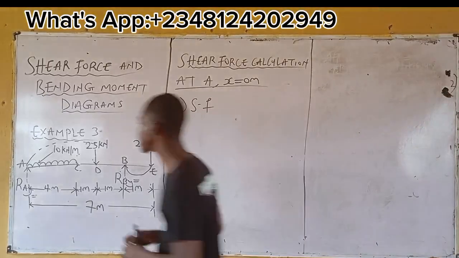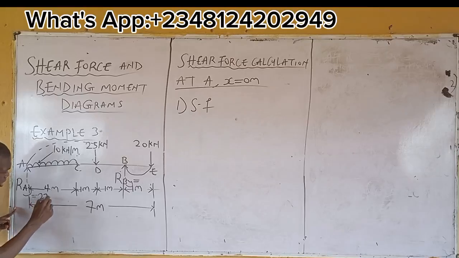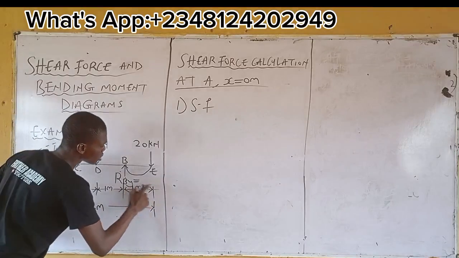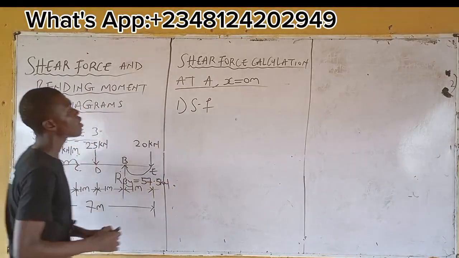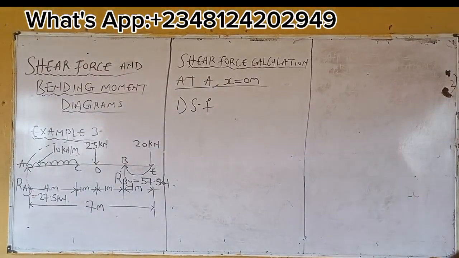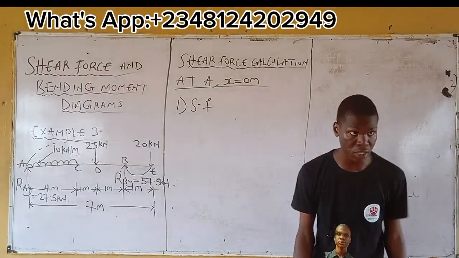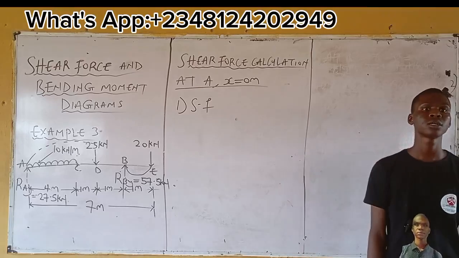Alright, before then, let's substitute the value we've calculated. Our RAY, we got 27.5 kilonewton. Our RBY is what? 57.5 kilonewton. Alright, at A, X equals 0 meter. What is the first value of shear force? How do you get 27.5? Okay, that's correct. 27.5 is correct. Why is it correct?